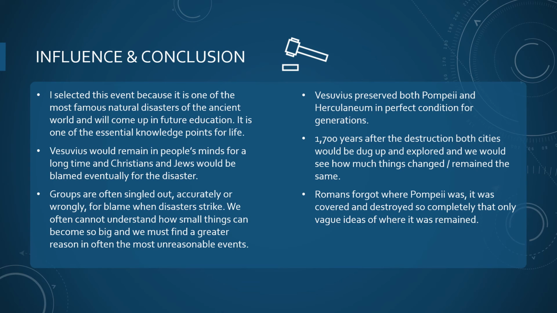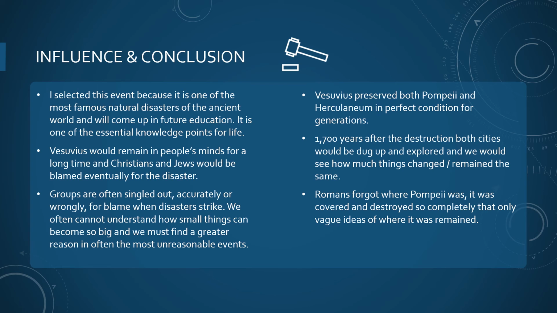So how we act and respond in crises is very important to examine. Now, Vesuvius would remain in people's minds for a long time, and as I have pointed out in a previous video, Christians and Jews were routinely blamed for disasters, and this was no exception. Christians and Jews were blamed for it, and it resulted in another surge of Christian persecution. Groups are often singled out, rightly or wrongly, for blame when disasters strike.